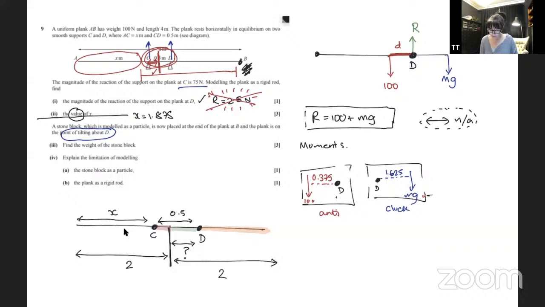So now we're going to make our next equation. So 100 times 0.375 equals 1.625 times mg. And now you can find the weight. And the answer is, if I just take a sneaky little look, 23.1. Find the weight, not the value of m, find the weight. So this is going to be kilograms. Ta-da! Didn't even need simultaneous equations.